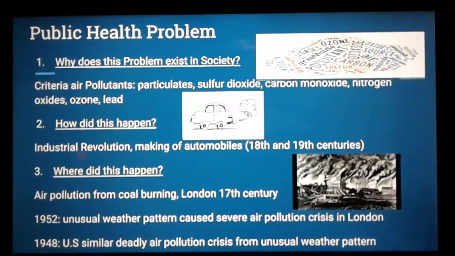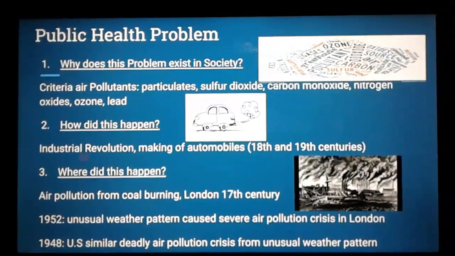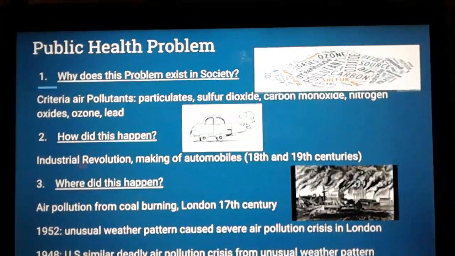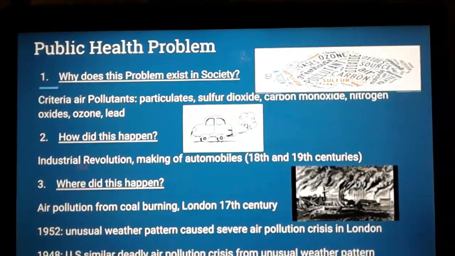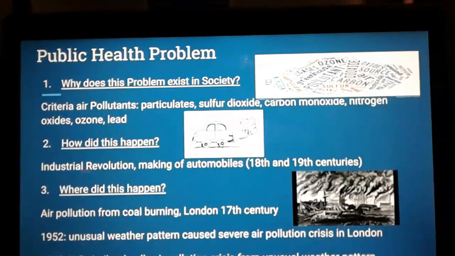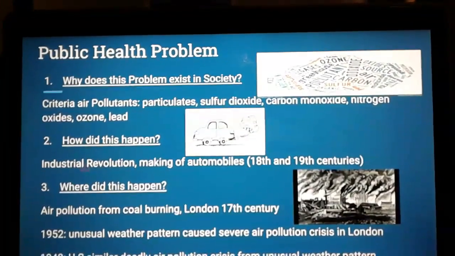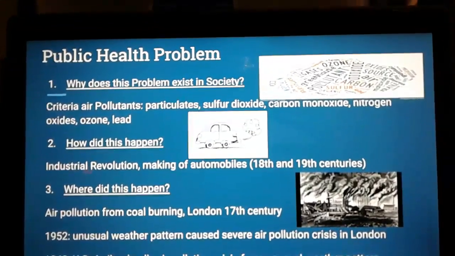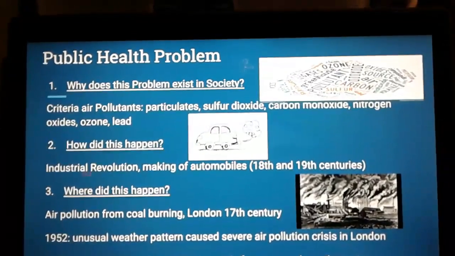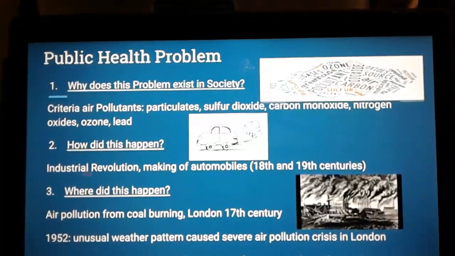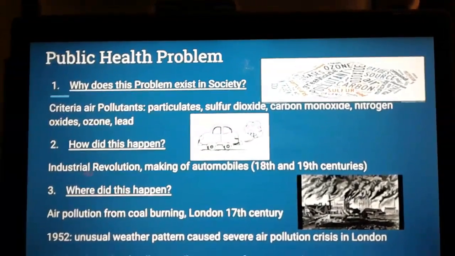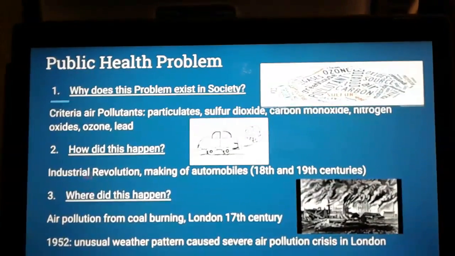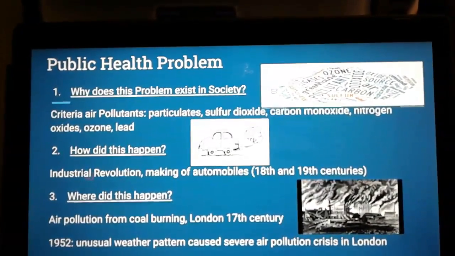So the public health problem, why does it exist in society? There are 6 common air pollutants called criteria air pollutants that are harmful to human health and the environment. The 1970 Clean Air Act requires monitoring and regulation of these air pollutants. Particulate matter is the visible form of pollution such as soot, smoke, and ash. It reduces visibility, creates grime on buildings and streets, and studies show people exposed are more likely to suffer from respiratory symptoms and poor lung function.